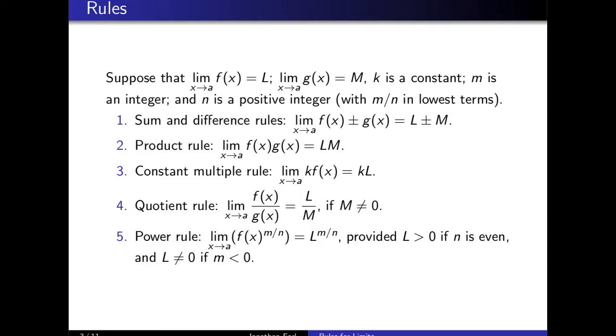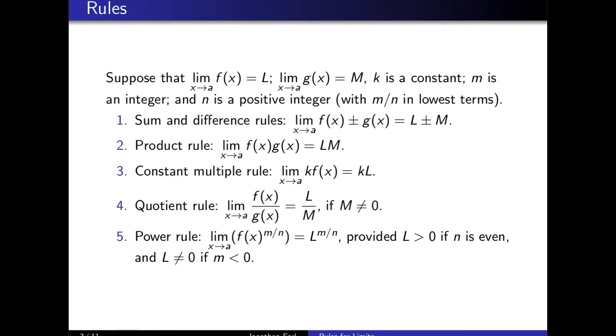The power rule is maybe a little bit more tricky just because we need to make sure that everything is well defined. So if we are looking at the limit as x goes to a of f raised to the m over n power, that is going to give us L raised to the m over n power, provided that if n is even, L is bigger than 0, and if m is a negative number, L is non-zero. So if m were negative and L was 0, we would wind up with a limit heading off to infinity, and as we said last time, those limits do not exist.